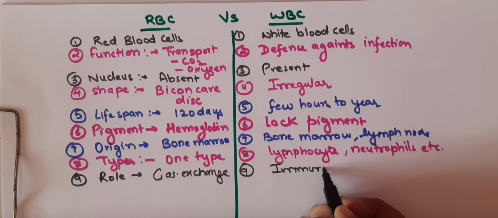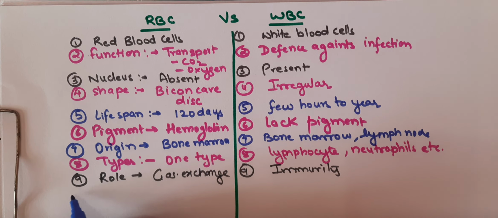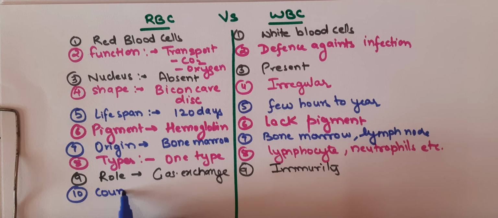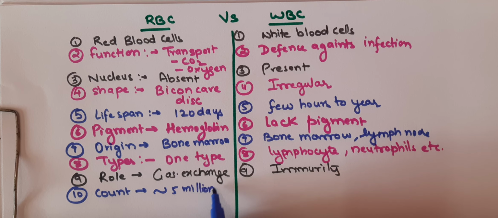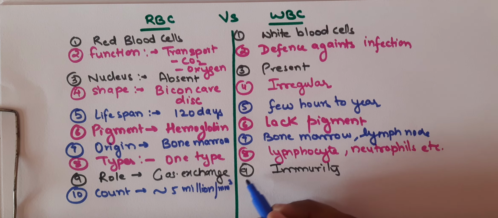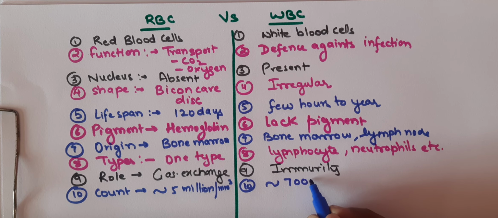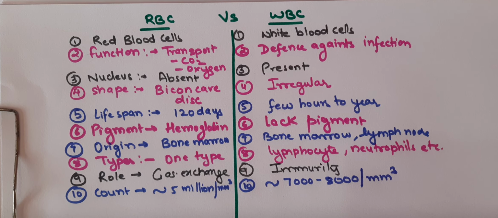And if we talk about the numbers, or the count, the more technical term is the count, then there will be around 5 million per cubic millimeter RBC in our body. Whereas if we talk about the numbers of WBCs, they are around 7,000 to 8,000 per cubic millimeter. So these are the 10 differences, student, between red blood cell and white blood cell.